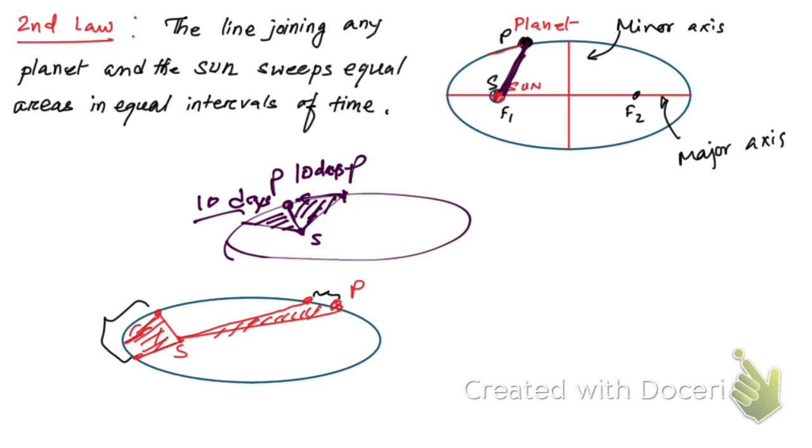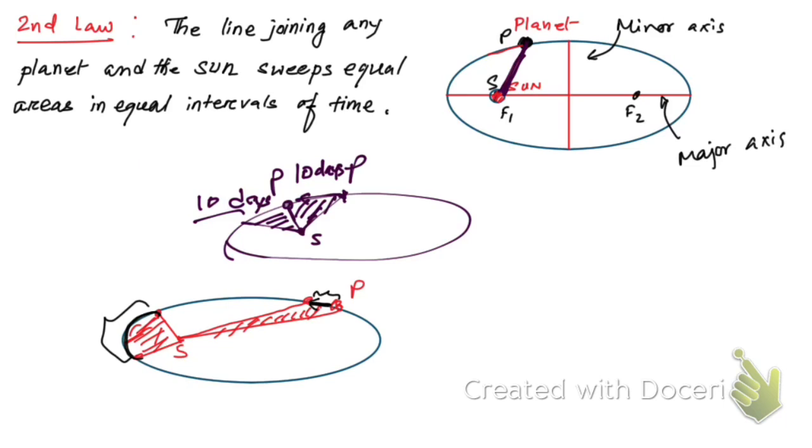And if these two areas are equal, then both must be covered in the same number of days, or in the same interval of time. In that case, as it covers less distance here, so it must be slower, and it must be faster when it is closer to the sun. From that concept, this law was explained.